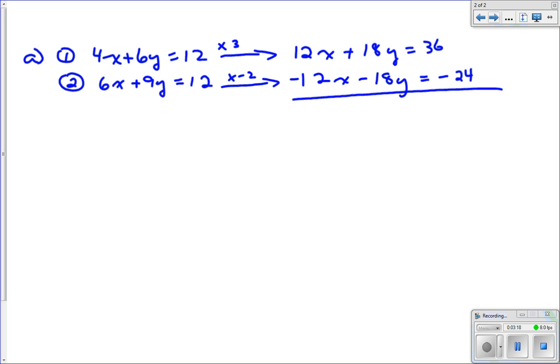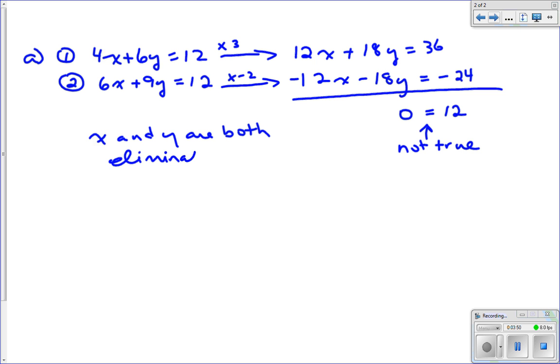So now when I add the two equations together, my y's disappear because 18y plus negative 18y gives me 0. But look what happens to my x's. They also have disappeared. 12x minus 12x is 0. So I end up with 0 equals, if I add these two together, 12. So this is a statement that's not true. 0 does not equal 12. And the x's and y's have both disappeared.